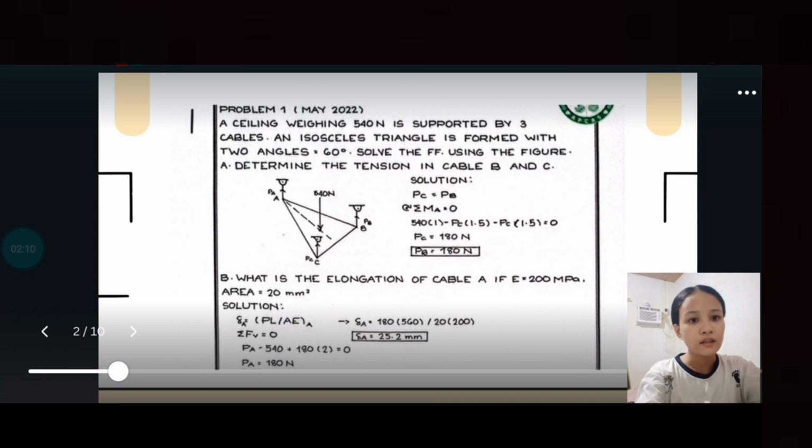Then now we can get the elongation. Substitute the values. So the elongation of cable A is equal to 180 times 560 over 20 times 200, which is also equal to 25.2. So the elongation of cable A is equal to 25.2 millimeters.